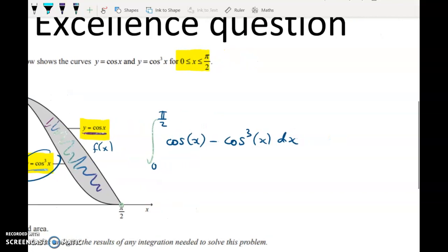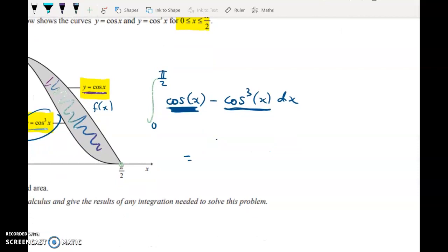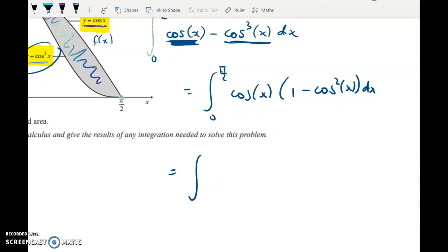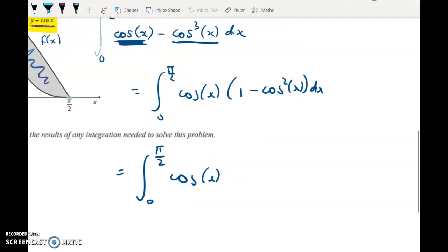And we could start trying to anti-differentiate this. This is easy, but this is a problem because it doesn't have a sine of x sitting in there with it to make the chain rule backwards work. So what we have to do here instead is to spot that if we factorize out the cosine of x, then we get cosine of x into 1 minus cosine squared of x dx. And using the Pythagoras identity, that gives me this. We get cosine of x times sine squared of x dx.